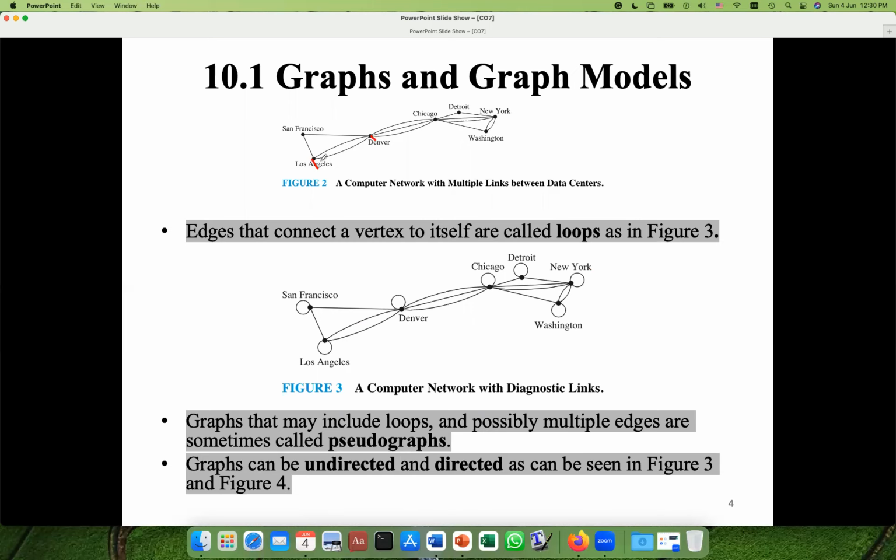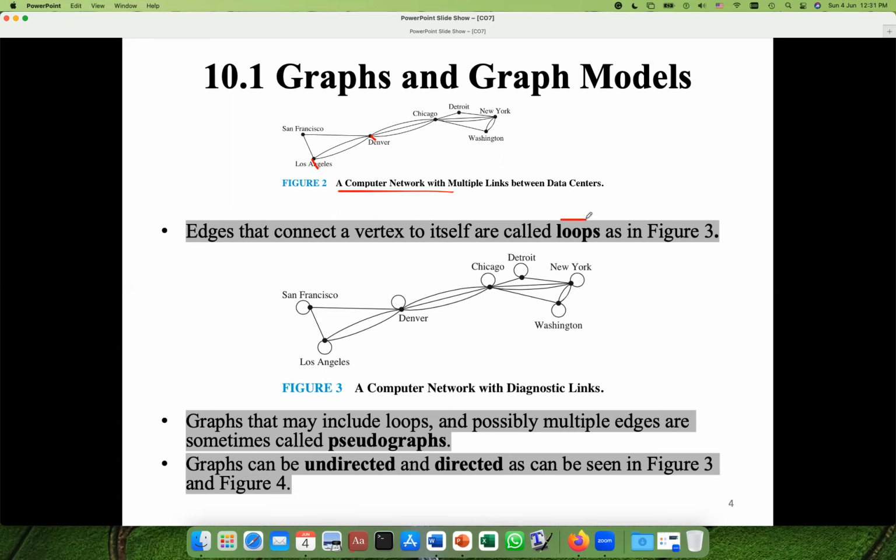So here we don't have the direction. So it is an undirected graph. One thing, it is an undirected graph. We don't have the direction. So this path means that I can go from Los Angeles to Denver. This is another edge. Or you can consider it in the opposite direction. No issue. So this is a multigraph.